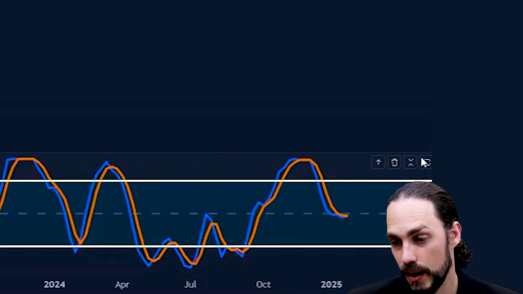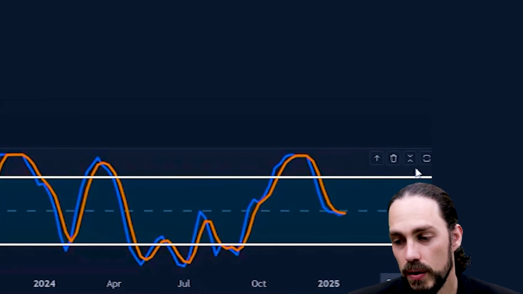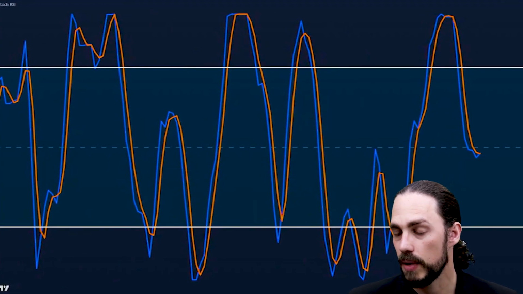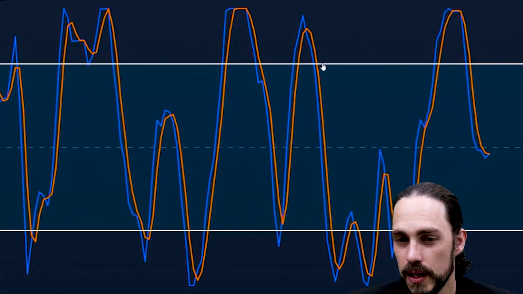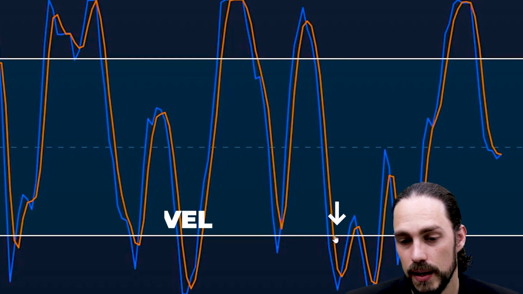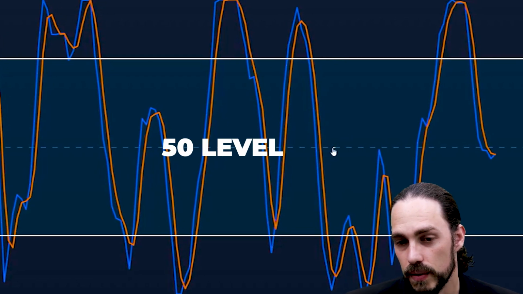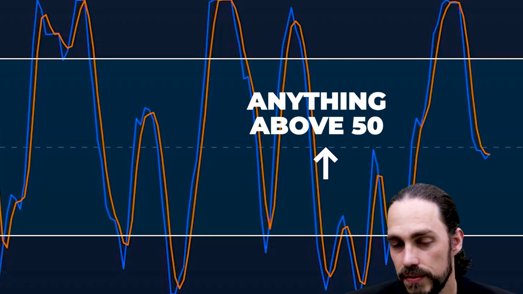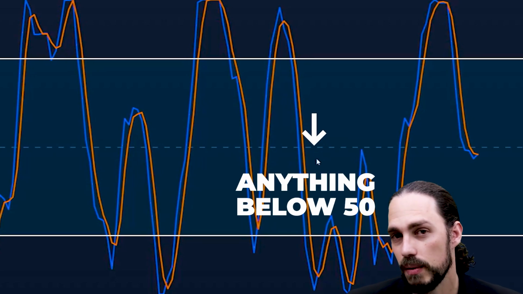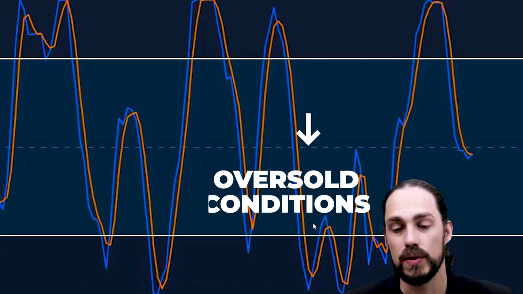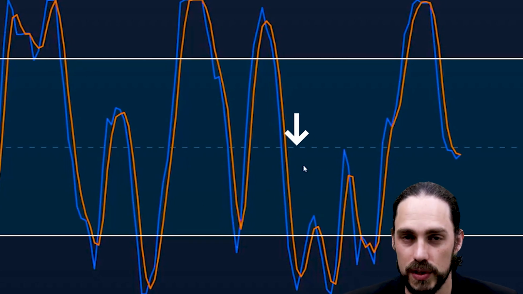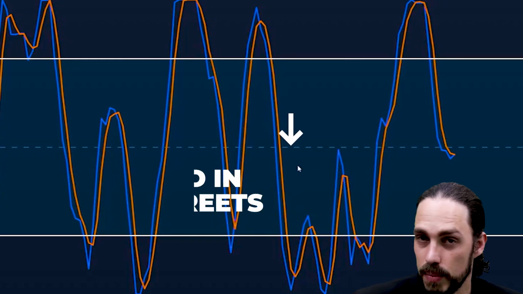Then the next thing I look for specifically is how far away we are from either one of these overextended areas. What I mean by this is you'll see that I've marked out specific levels on the Stochastic RSI for myself: the 80 level, the 20 level, and the 50 level. Now, a general premise is anything above 50 is getting to that overextended area in the market, and everything below 50 is getting to oversold conditions, meaning that the momentum shift is way down there. There's a lot of blood in the streets.